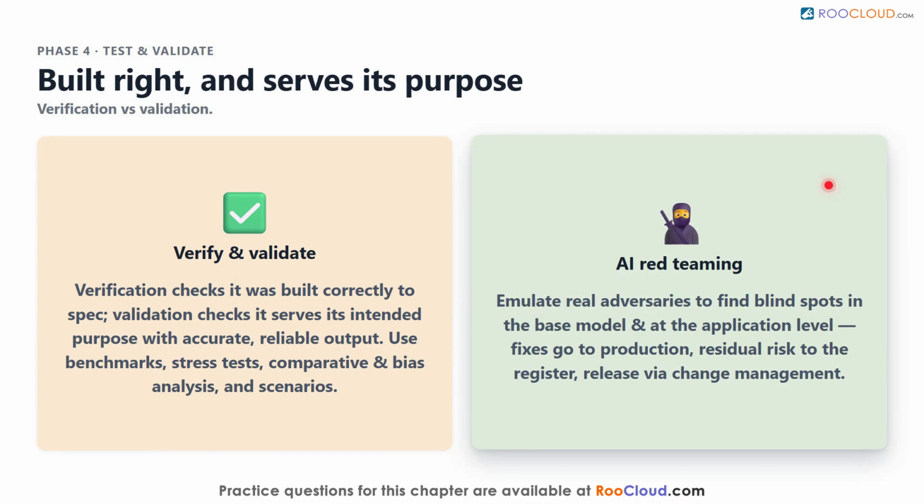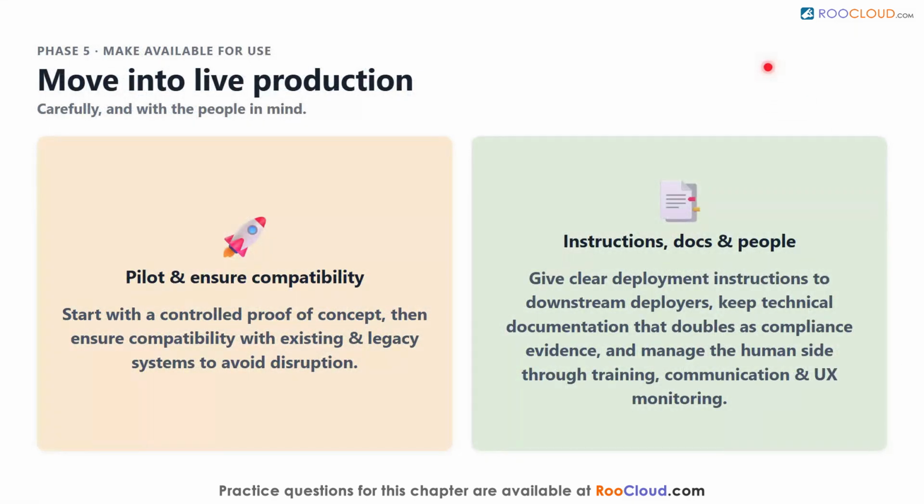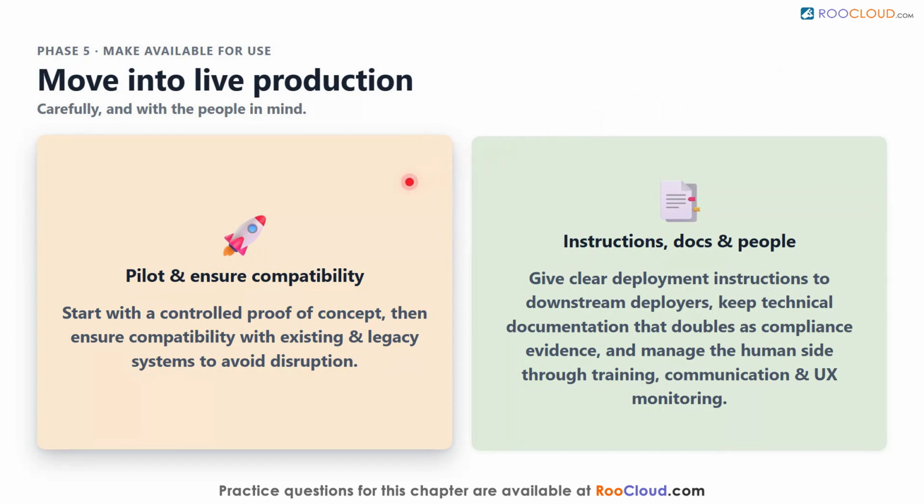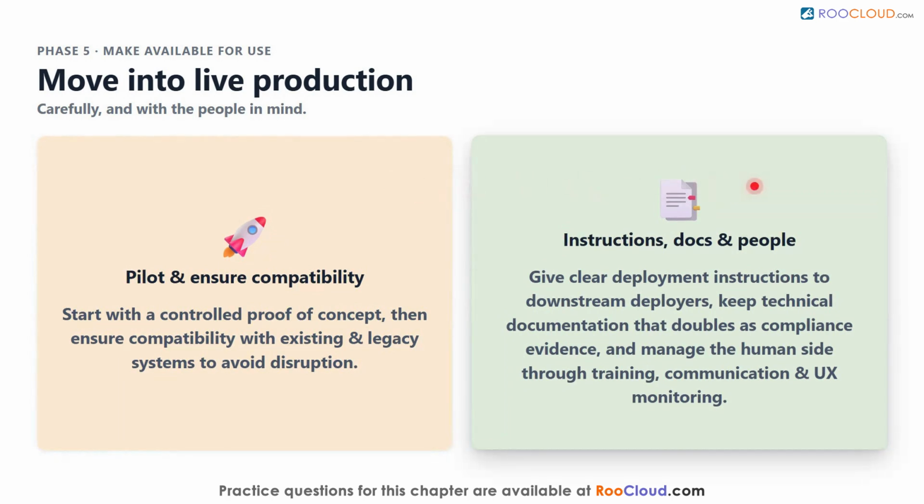The fifth phase is make available for use, or deploy, which means moving into live production. This starts with piloting in a controlled environment as a proof of concept, then ensuring compatibility with existing and legacy systems to avoid disruption. It also means giving clear deployment instructions to any third parties or downstream deployers, maintaining detailed technical documentation that doubles as evidence of compliance, and managing the human side through training, communication, and monitoring of user experience.